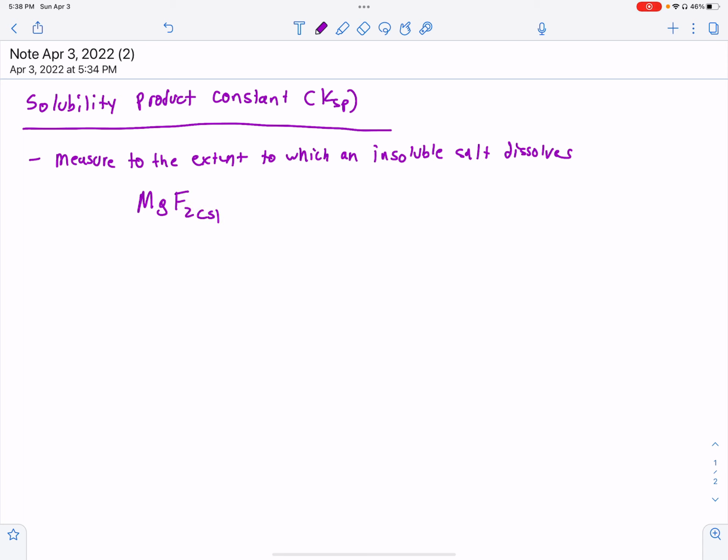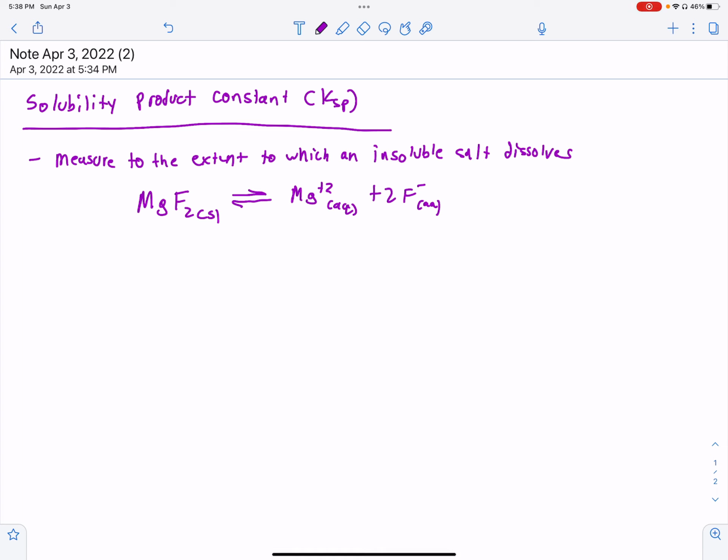So this is a solid, so we would expect this to dissociate into ions. And this is an equilibrium because the ions can go back and forth from the solid form to the aqueous form because it's dissolving. It's now become aqueous, these ions. So I'll get a magnesium ion and two fluorine ions.